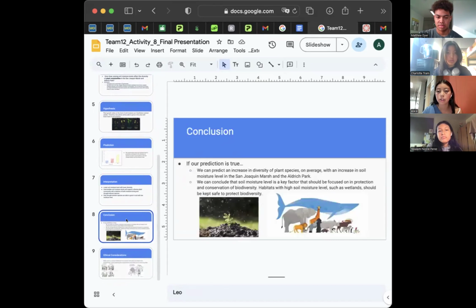And so the conclusion that we came to was that our predictions were true, and we can predict an increase in diversity of plant species on average with an increase in soil moisture level in the San Joaquin Marsh and Alchard Park. We can conclude the soil moisture level is a key factor that should be focused on in protection and conservation of biodiversity. Habitats with high soil moisture levels, such as wetlands, should be kept safe to protect the biodiversity.